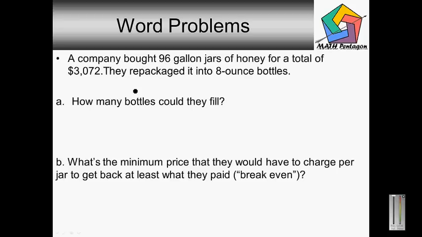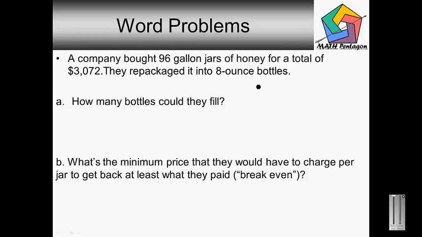Word problems. Okay, we have an example of a word problem here, and it tells us a company bought 96-gallon jars of honey for a total of $3,072. They repackaged it into 8-ounce bottles. How many bottles could they fill? So, we have to find out how many bottles they could fill.